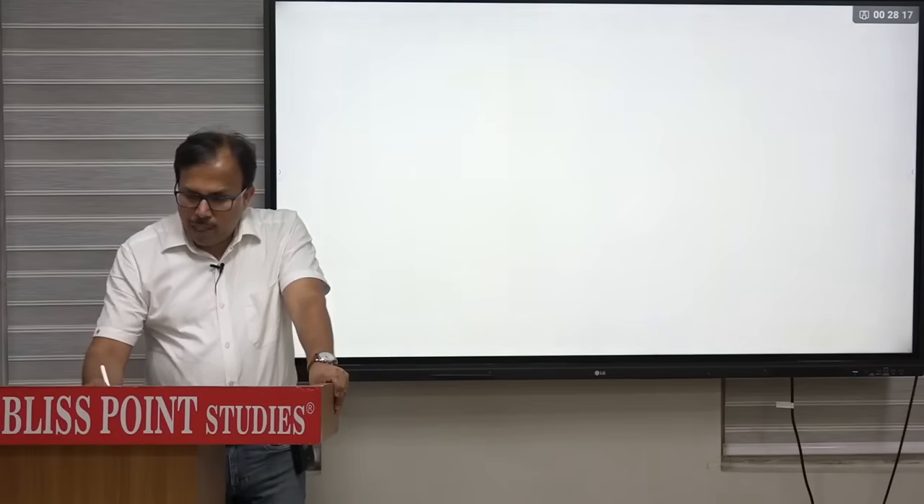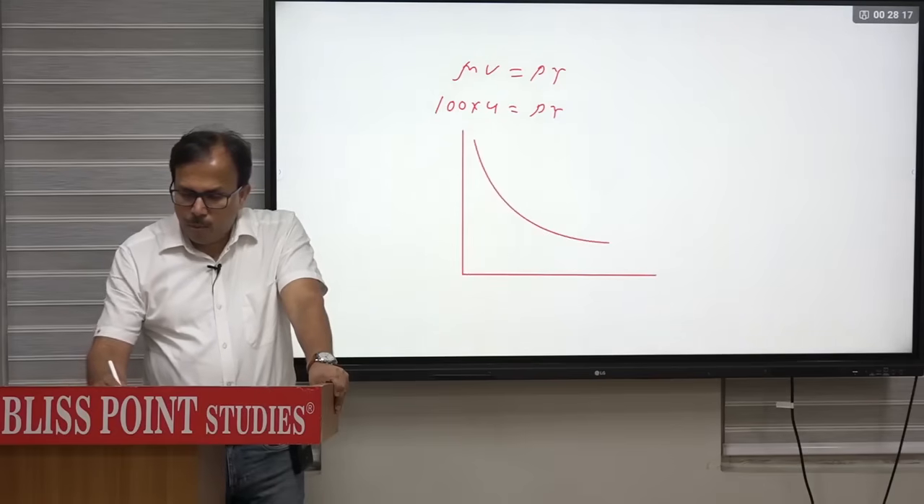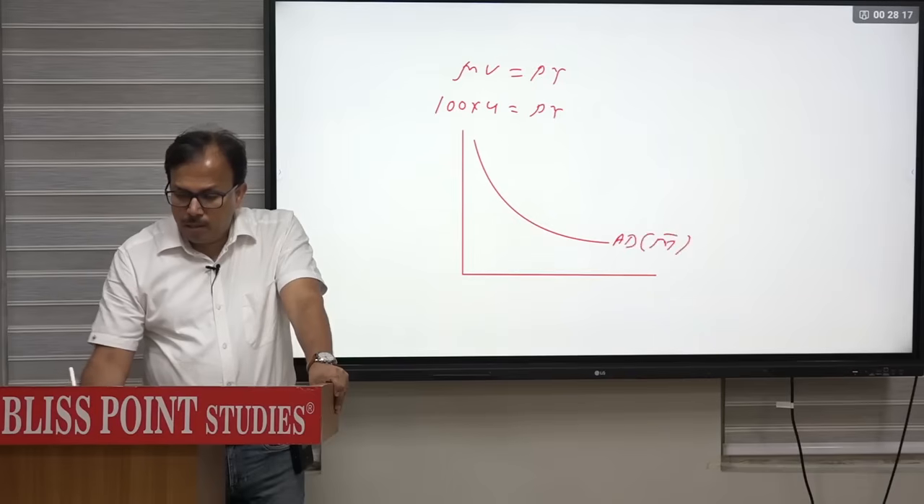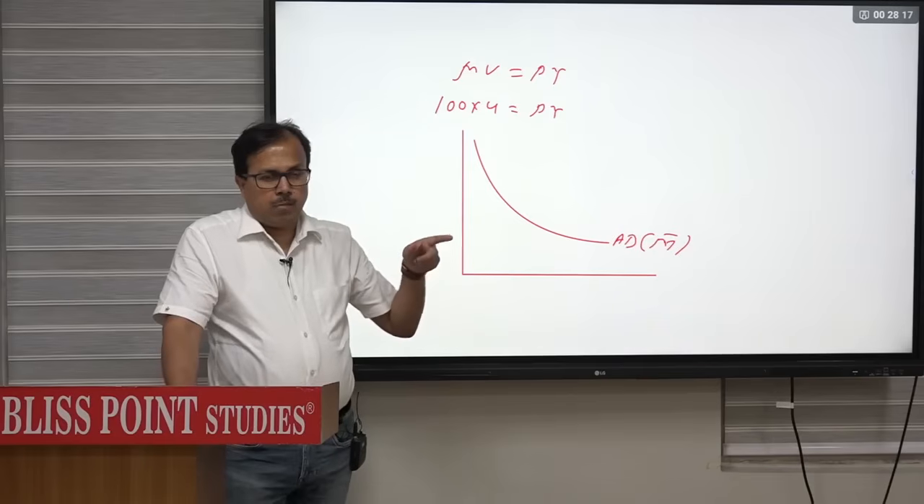In classical, you derive or write MV equal to PY. So based upon a given quantity and velocity, there can be many combinations that will be consistent, and therefore you get a rectangular hyperbola aggregate demand curve which depends upon quantity of money. So classical AD is a rectangular hyperbola, Keynesian AD is a straight line.